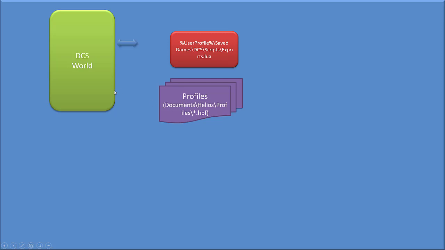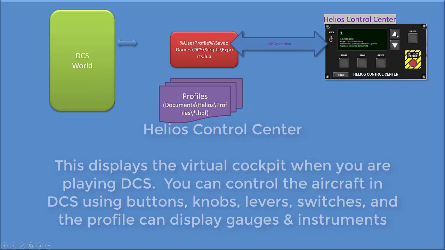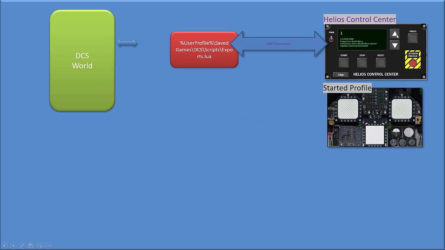So the next step is to start DCS World and start the Helios Control Center. You select the profile you just created and then press Start. This runs your virtual cockpit, which listens to the UDP data stream that the Exports.lua is sending once it queries the state of gauges, switches and indicators, etc.